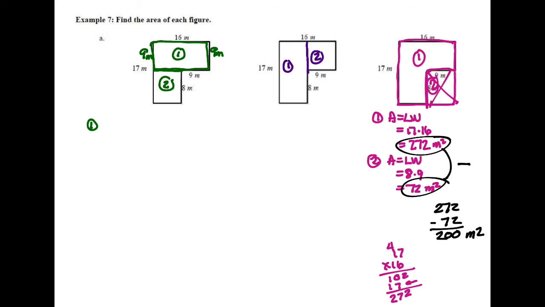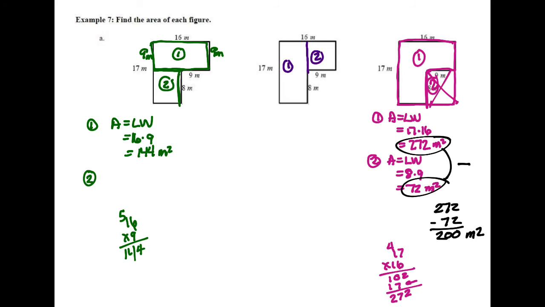So rectangle 1, area is length times width. Length is 16, width is 9. So 16 times 9, 54, and 14. So 144 meters squared. Rectangle 2.